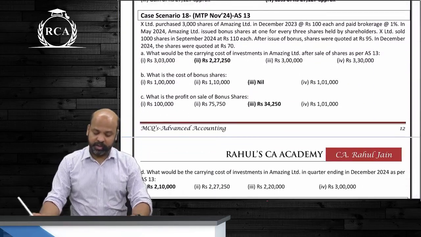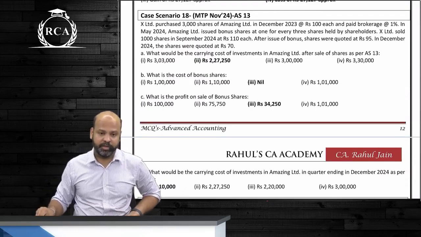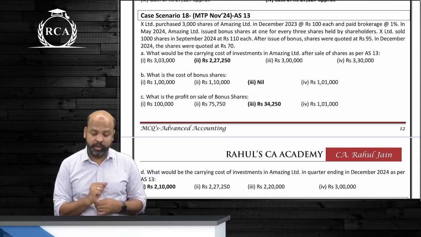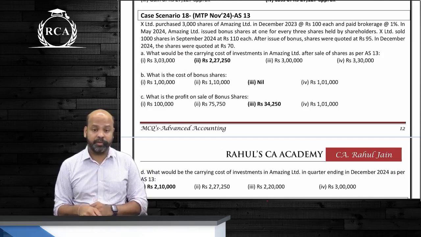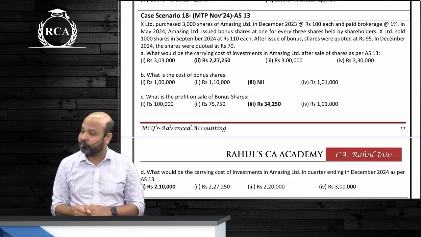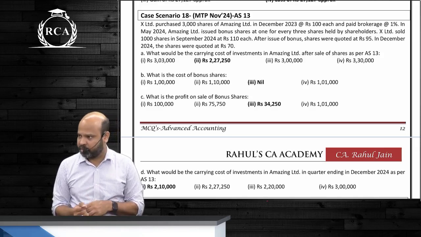X has purchased 3,000 shares of Amazing Limited in December 2023 at rupees 100 each and paid brokerage at the rate of 1%. In May 2024, Amazing has issued bonus shares at the rate of 1 for every 3 shares held. X sold 1,000 shares in September 2024. By default beta, for equity shares, do we follow FIFO method or weighted average method? AS 13 permits only weighted average method.